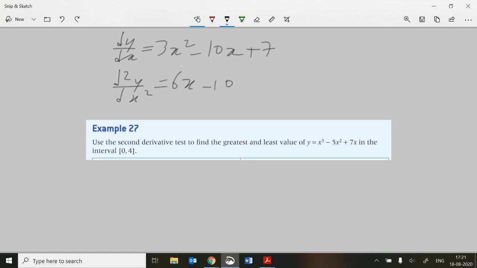Okay, so first of all, we need to find out what our turning points are. That's what we're looking for. But let's just think about the question. It doesn't actually ask for turning points. It says to find the greatest and least value in this interval.